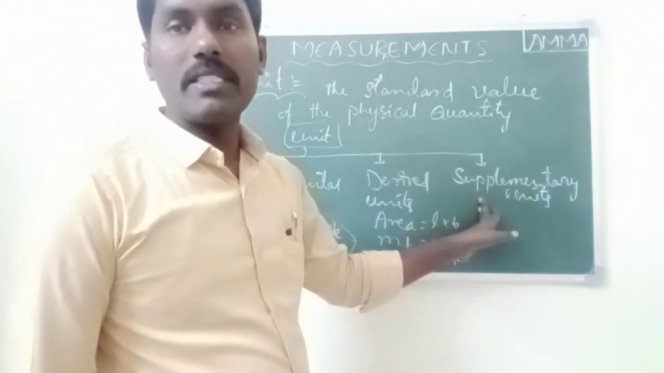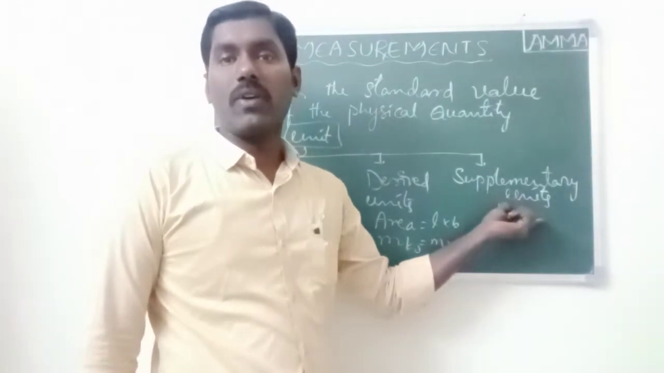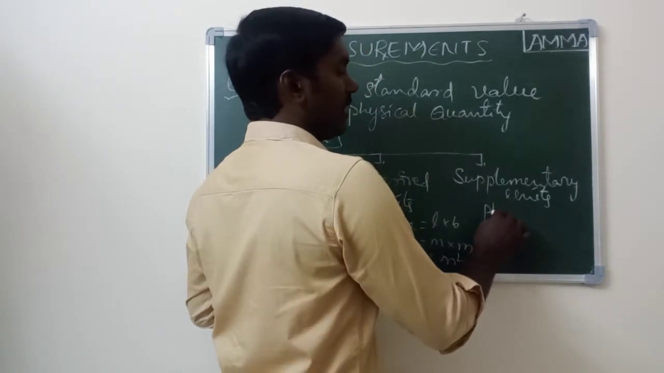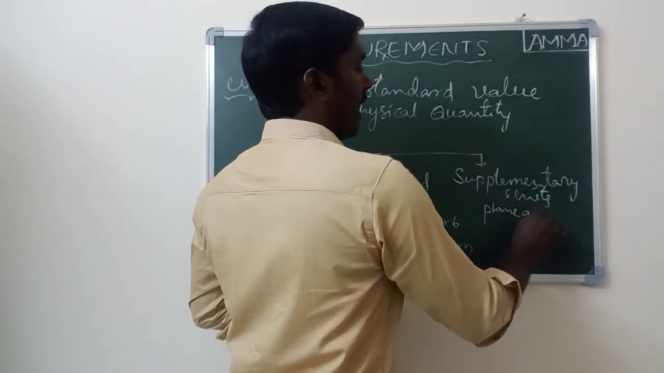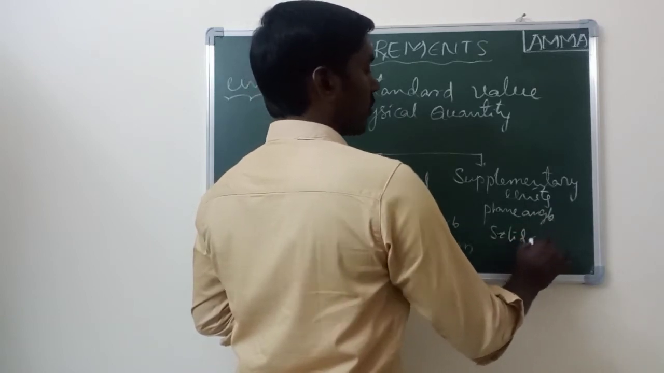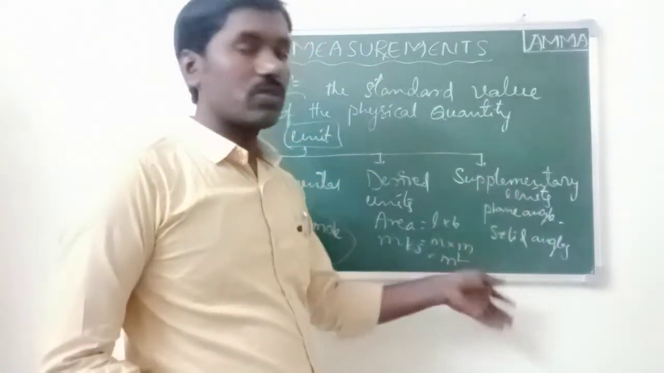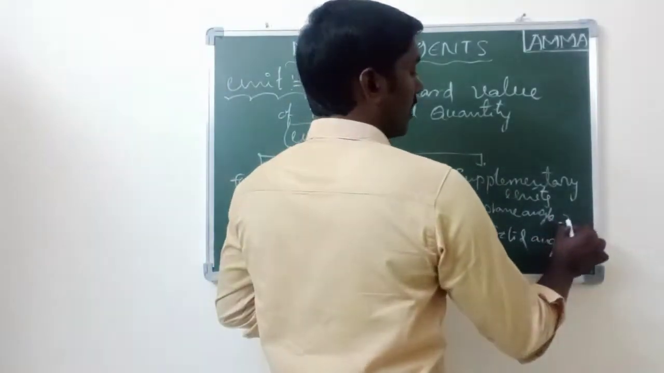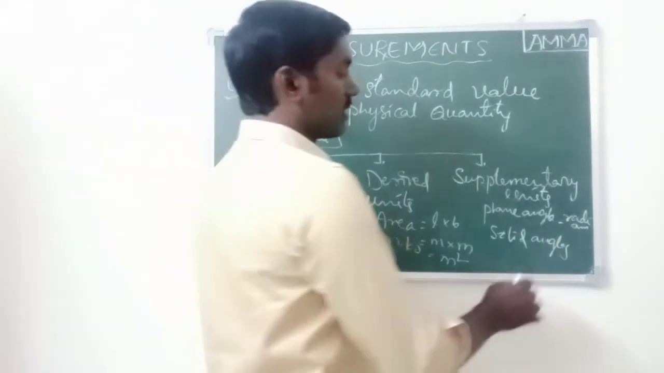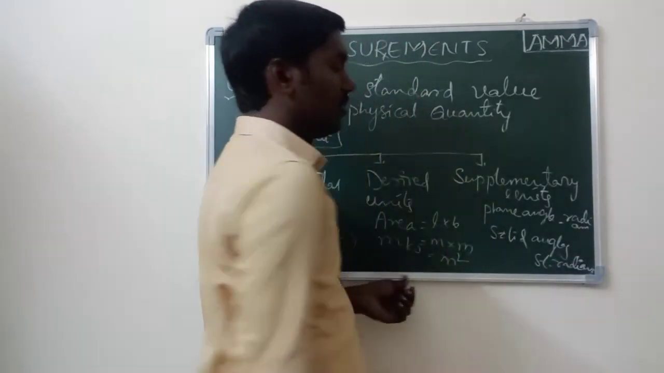And the units of supplementary physical quantities are called supplementary units. What are the supplementary physical quantities? Plane angle and solid angle. These two we call supplementary physical quantities. At the same time, what are the units of these two physical quantities? The radian is the unit of plane angle, and the steradian is the unit of solid angle.